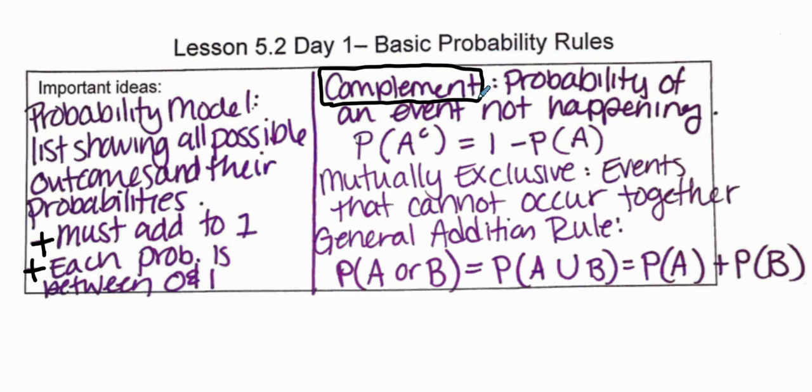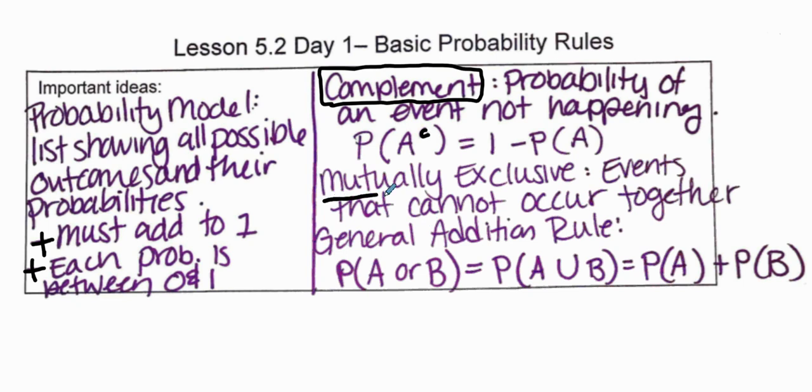The complement for probability is the probability of an event not happening, which is 1 minus the probability of the event happening. So we call a complement a C value. We say the probability of A^C, or the complement of A, would be 1 minus the probability of A occurring.